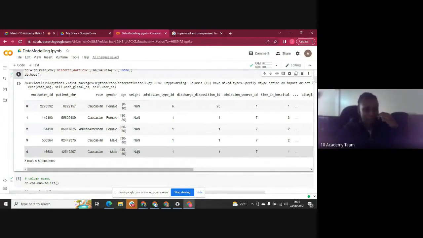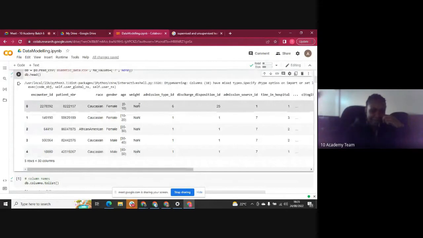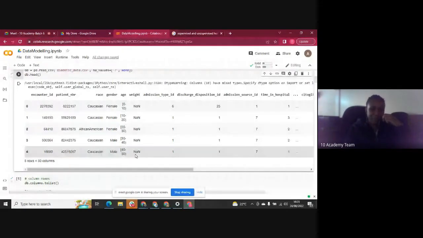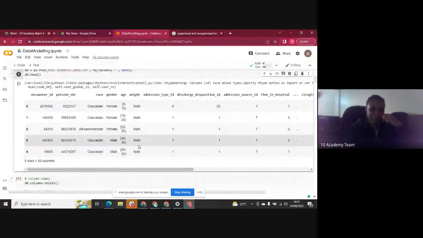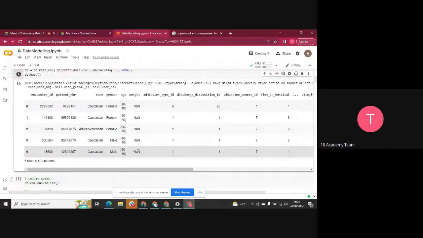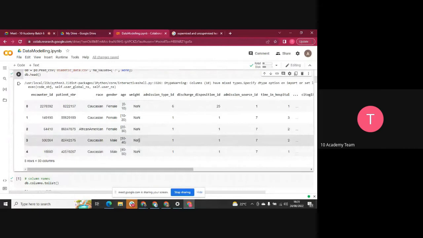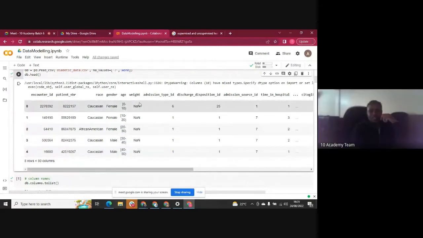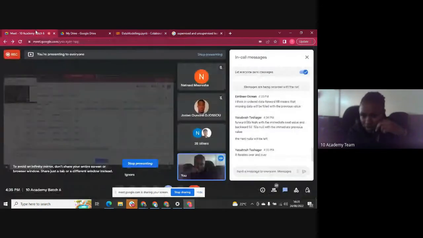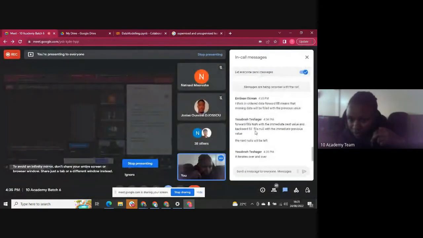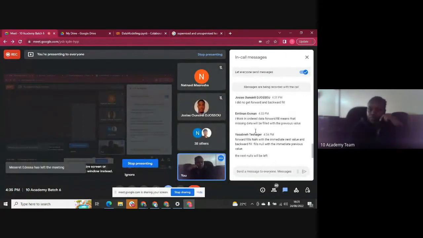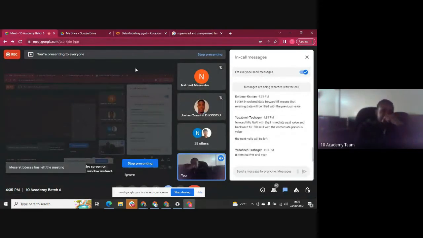Then the backward fill is just the opposite. Instead of starting at the top and filling forward, it starts at the bottom and fills backwards. So if this is 1 and we were filling 1 going forward, it will just take 1 and fill upwards, so backwards. So that's a backward fill. Okay. Well, thank you. Okay, I don't know if there are other questions or I can just continue.